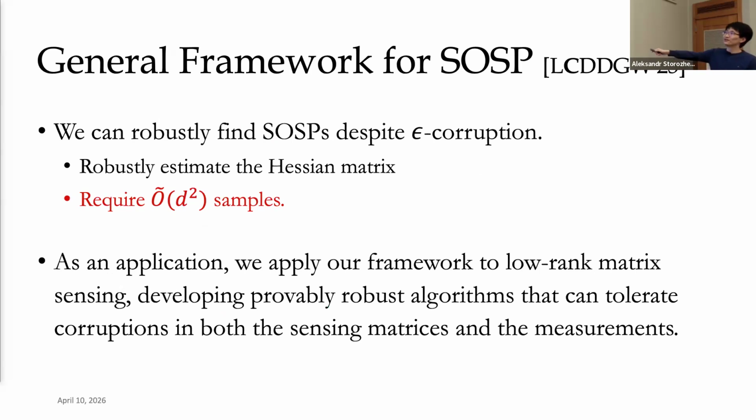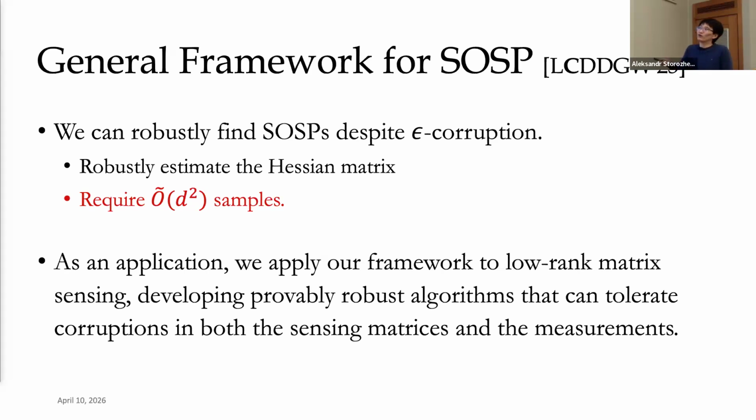tight. For matrix sensing, we know that even under epsilon corruption, the correct information theoretic lower bound only has one d in it. It doesn't have d squared in it. It's more like d times poly rank or something. Which means this is really too big of a hammer that you're using to solve this problem.